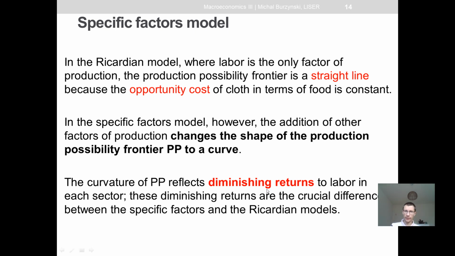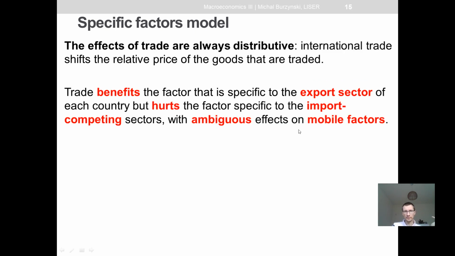Now it is not constant, so that we have a concave line, as you could see on the graph. So now the specific factors model will tell us that the effects of trade are always distributive. International trade will shift the relative prices of the goods that are traded. And this is something which I will not explain, but it's good to know.